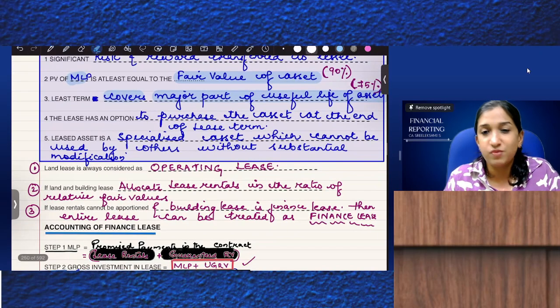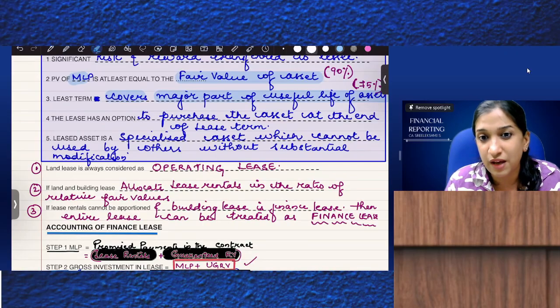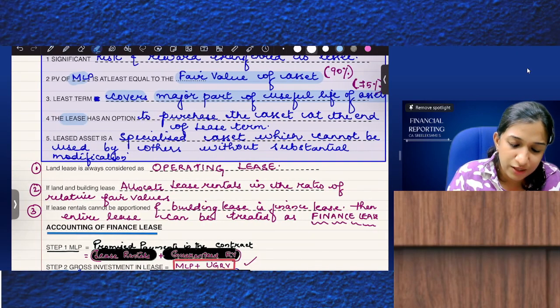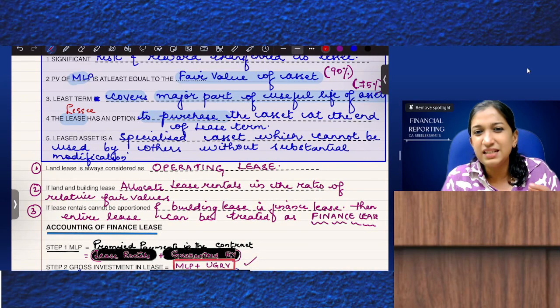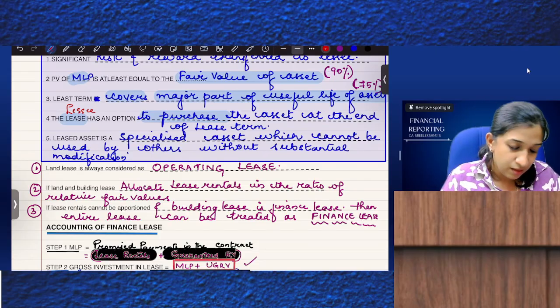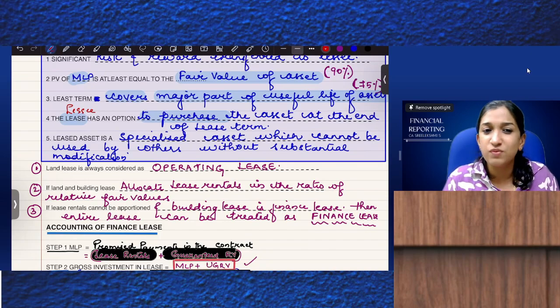Major part of the asset's life is with the lessee. Lessee has paid substantially 90% of the value of the asset. The lessee has an option to purchase the asset at the end of the lease term. The leased asset is a specialized asset which cannot be used by others without substantial modification.